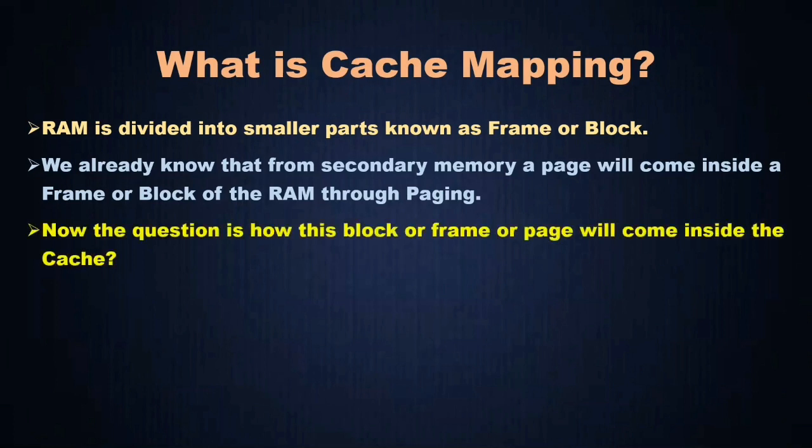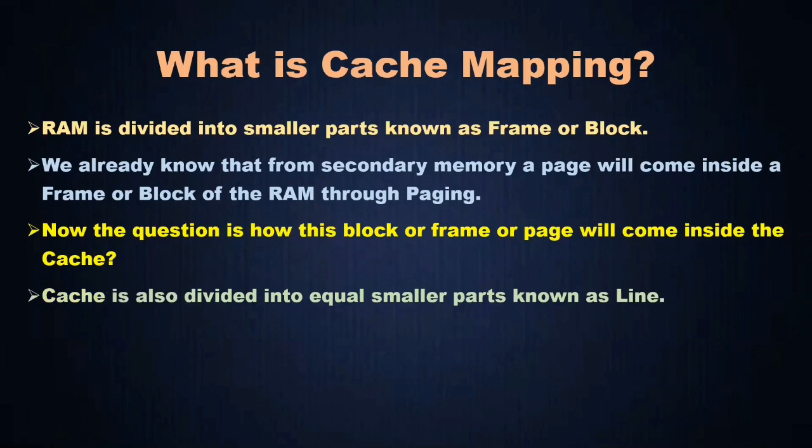Now the question is how this block or frame or page will come inside the cache. So we know that cache is directly attached with the processor, and when the processor requests a word, the requested word must be present inside the cache because the processor takes the word from the cache. So through paging, the requested word is already present inside the RAM, but how will it come inside the cache?